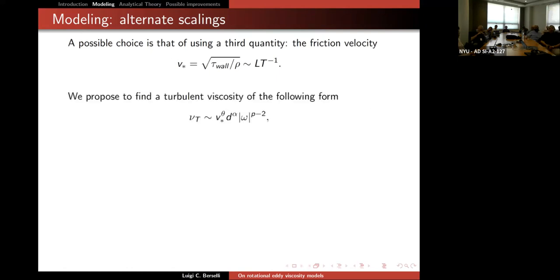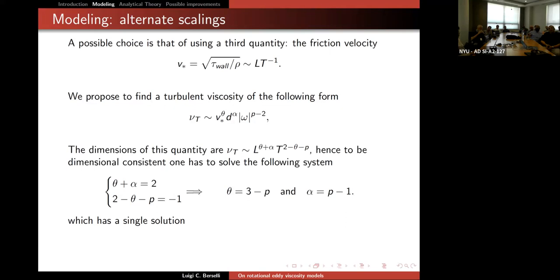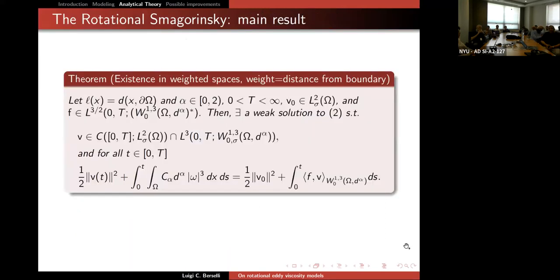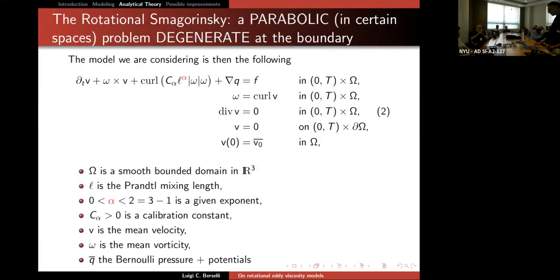So the turbulent viscosity should be omega to the power p minus 2, some power of d, and then you have this velocity with some power. So if you try to discover which are the dimensions, the only consistent solution is that alpha is p minus 1 and theta is 3 minus p. So the correct exponent for the length is exactly p minus 1. So there are two different ways of seeing this, but both produce the same result. So the correct generalization is that you have the friction velocity, d to the power p minus 1 and omega to the power p minus 2. Okay. So the system that we considered is then the following.